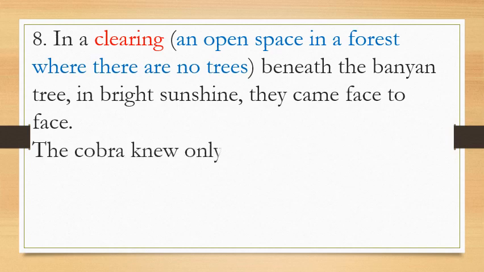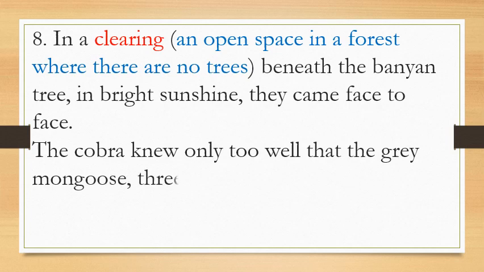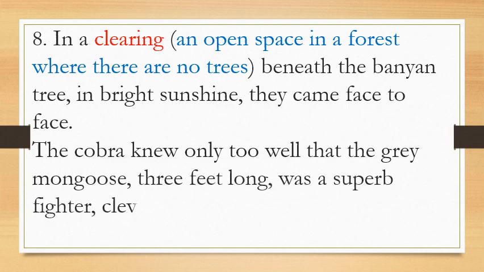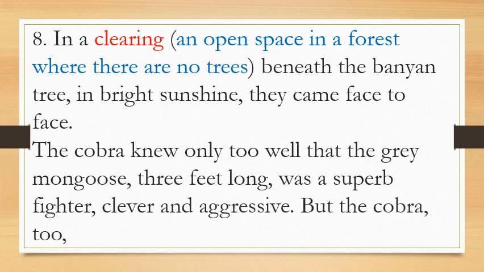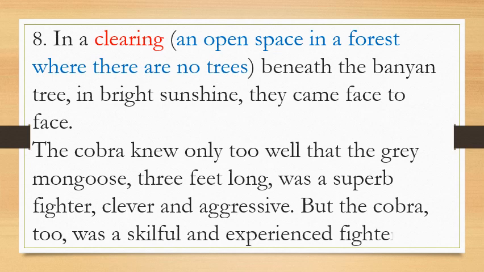The cobra knew only too well that the grey mongoose, 3 feet long, was a superb fighter, clever and aggressive, but the cobra too was a skillful and experienced fighter. Means the cobra was well aware that the mongoose had super fighting skills, but he himself was also an experienced fighter.